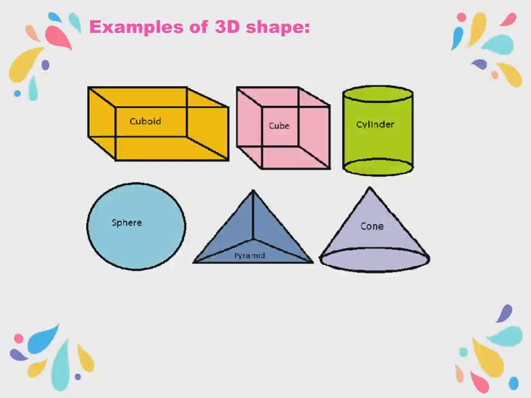Examples of 3D shapes are cuboid, cube, cylinder, sphere, pyramid and cone. Children, so what's the difference between this cuboid and cube? In a cube, all sides will be squares, whereas a cuboid will have rectangles. This cube has all sides as squares.